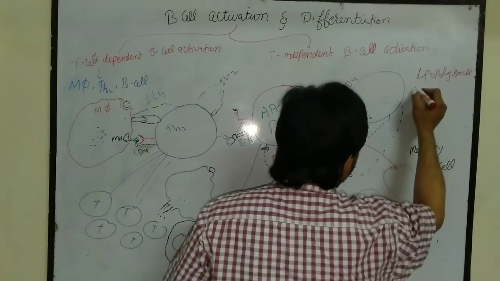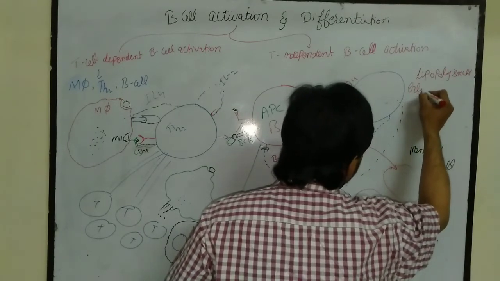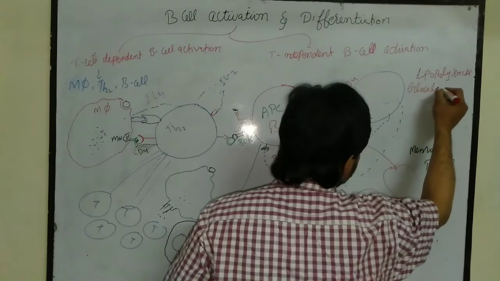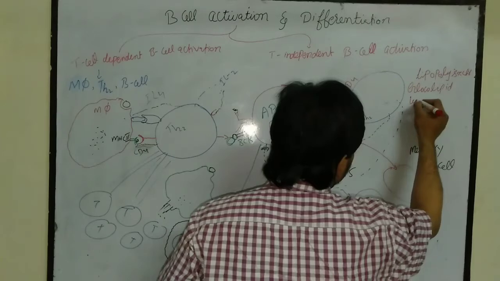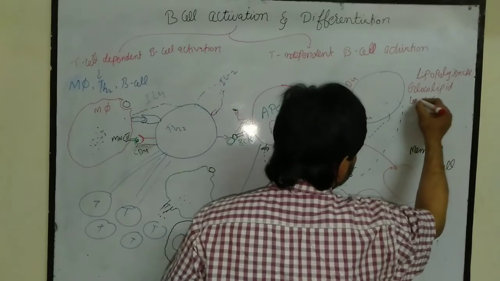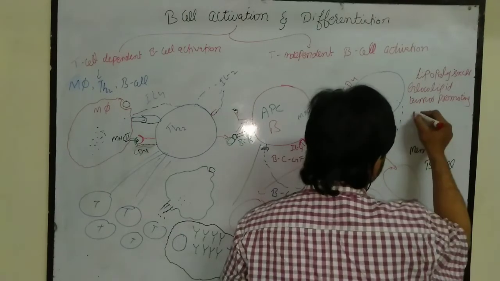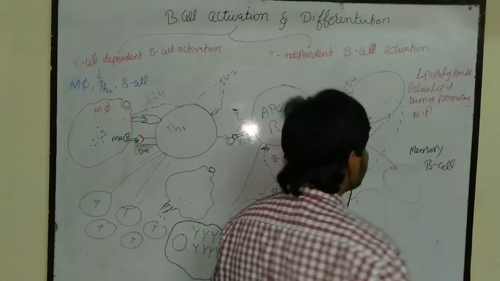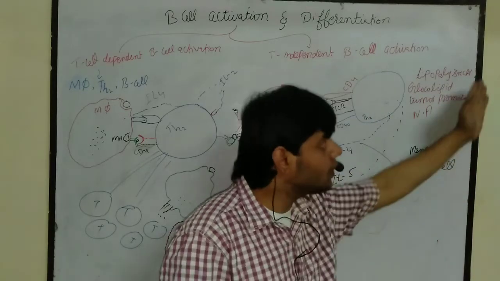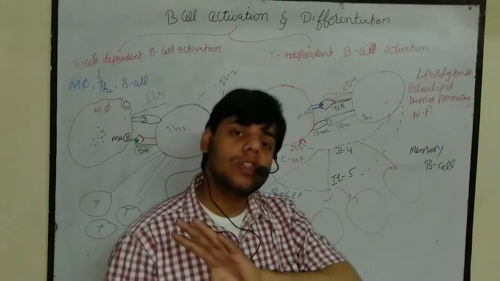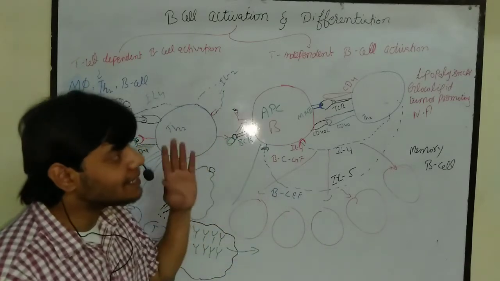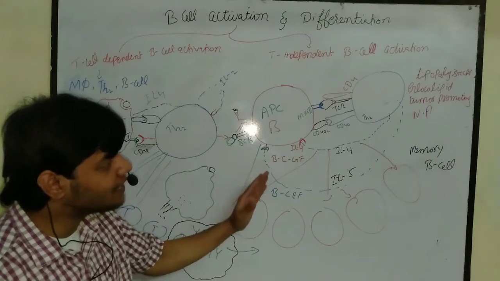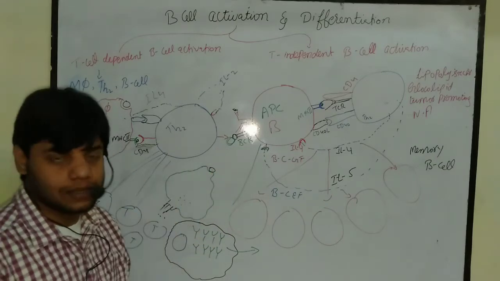Lipopolysaccharide, and we have glycolipids. If we have tumor promoting antigen, nucleic acid. If you have these types of molecules on the microbe's surface, then this B cell doesn't require the T cell.